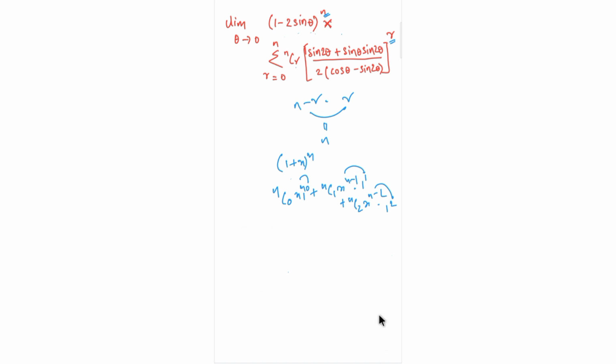Coming to the next page, the manipulation is that I'll first bring that 1 minus 2 sine theta inside. I'll not write the sigma for some time; at last I will write it. So nCr into (sine 2 theta plus sine theta sine 2 theta), whole power r.